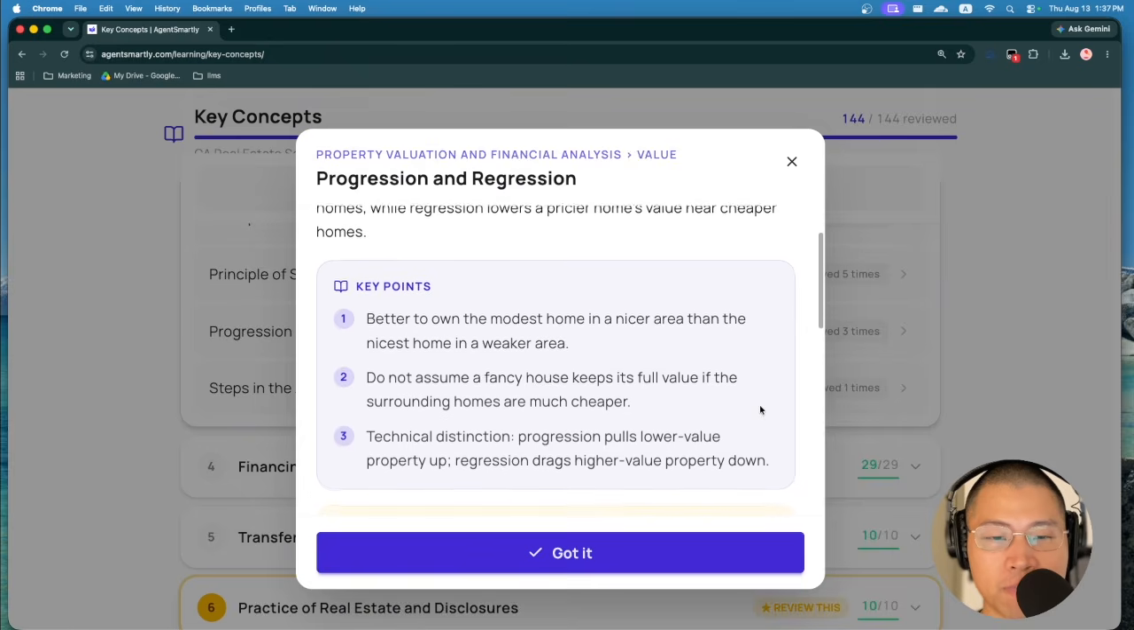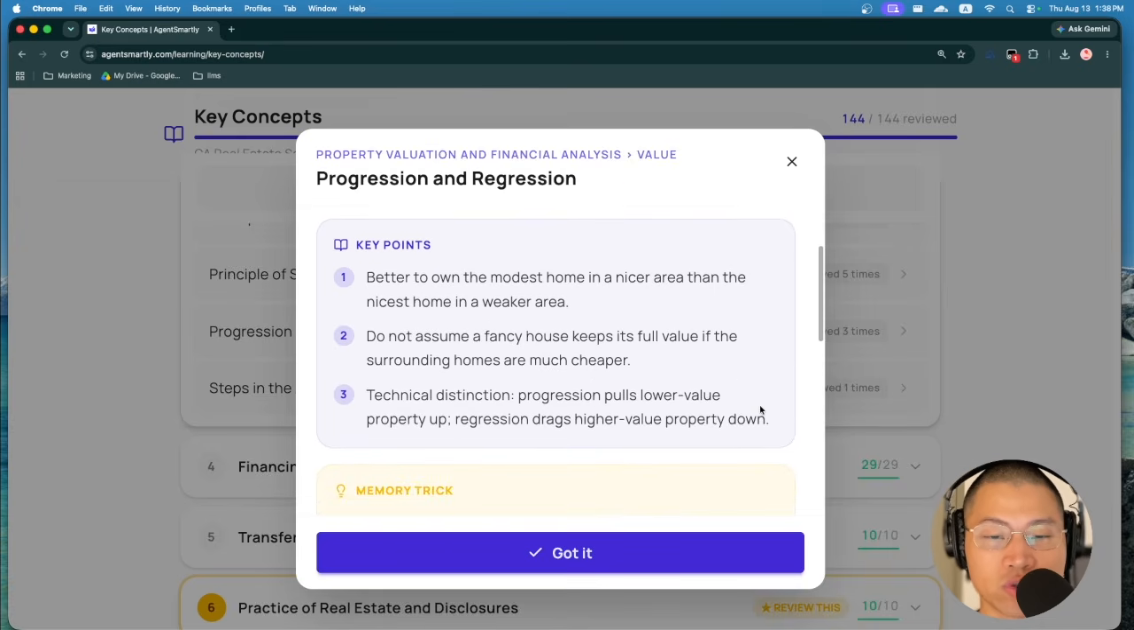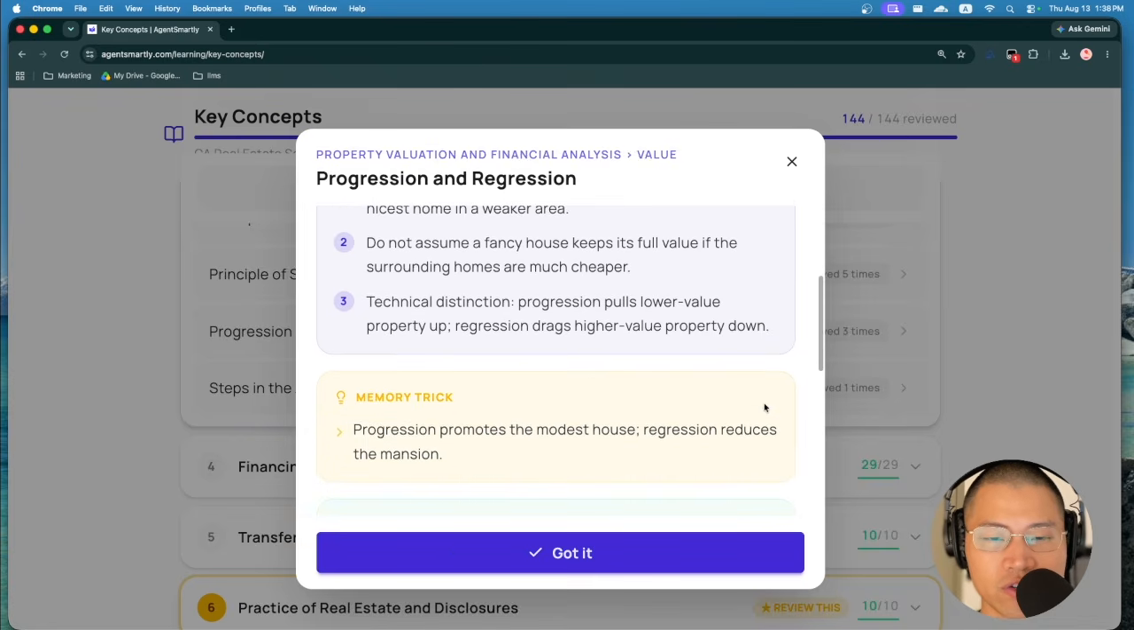For the key points, it's better to own the modest home in a nicer area than the nicest home in a weaker area. So do not assume the fancy home keeps its full value if the surrounding homes are much cheaper. Once again, the houses around your property really impact the value of your own, right? For the technical distinctions, progression pulls a lower value property up. Regression drags a higher value property down.